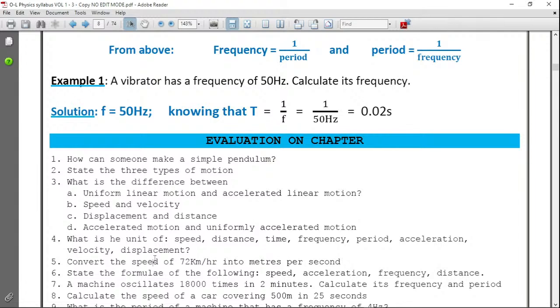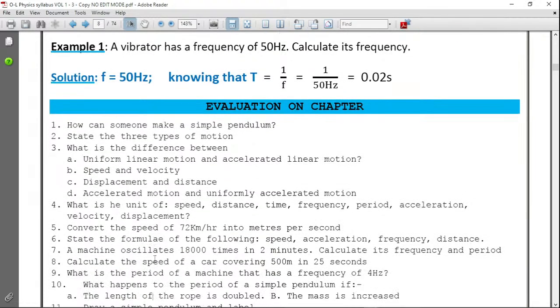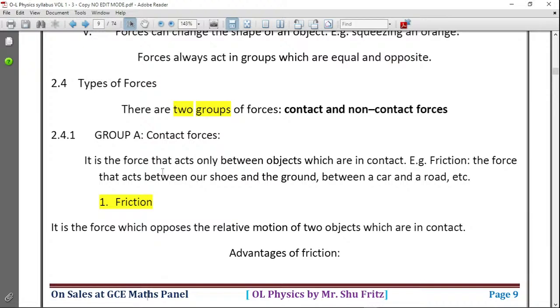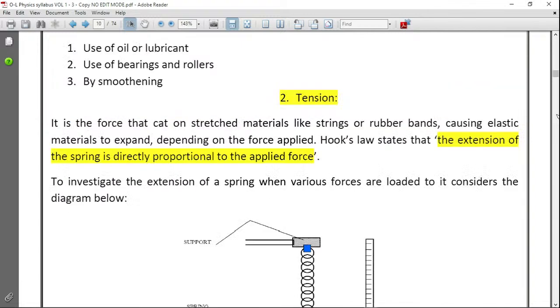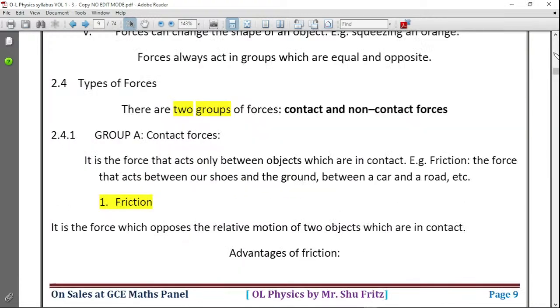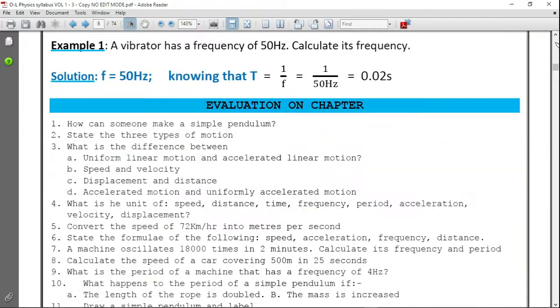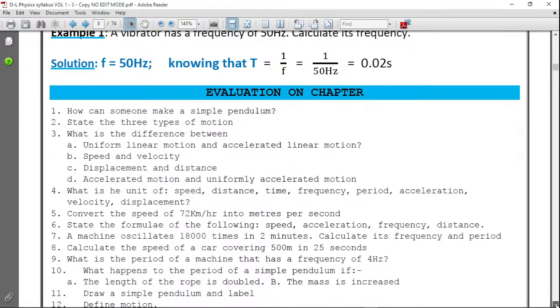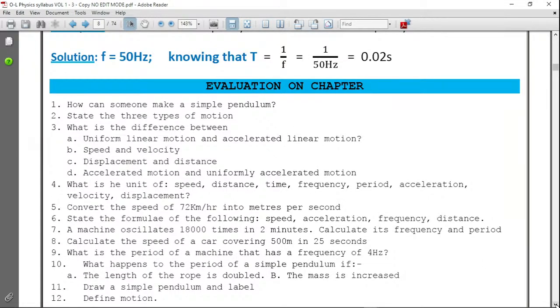State the formula of the following: speed, acceleration, frequency, distance. Then here we have a machine oscillates at 1800. Okay, on chapter, let me go back to the chapter. I think I skipped this one. Alright, so a machine oscillates at 18,000 times in 2 minutes. Calculate its frequency and period.